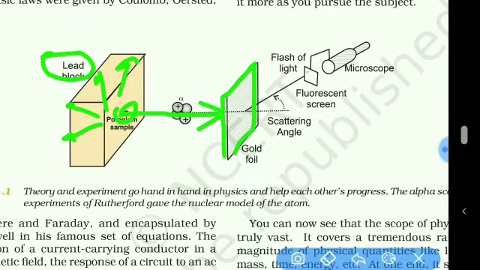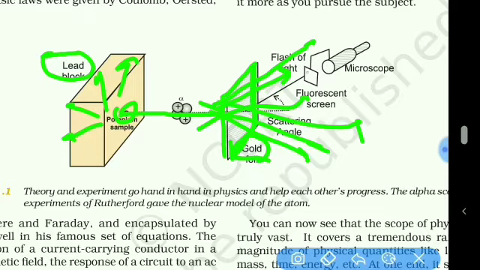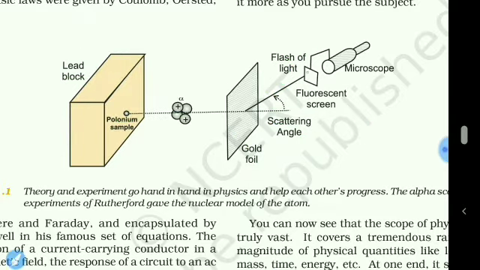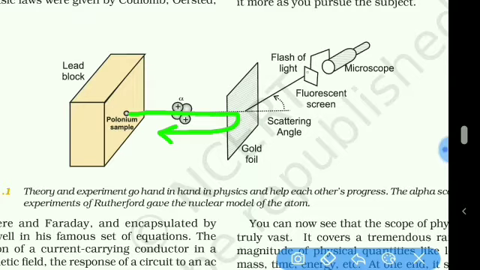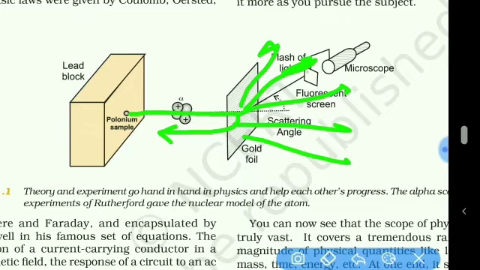We know that any material is made up of atoms and molecules. So here a thin foil of gold is kept, and it was found that most of the alpha particles are not deflected. That means they are passing through the gold foil. Only a few of the alpha particles strike the foil and bounce back. Most of them are penetrating the foil. Only a few are bounced back.